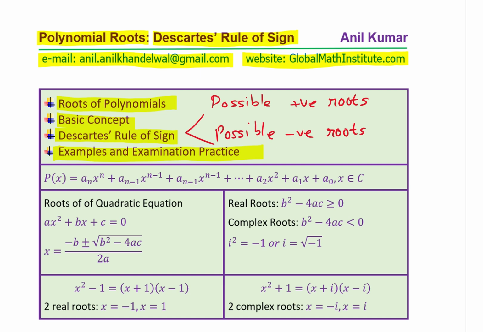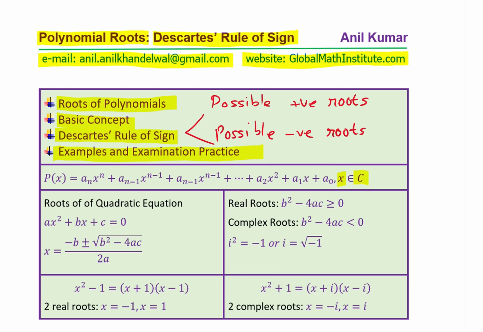Polynomial, as you can see here, is written like this: a_n x to the power of n plus a_(n-1) x to the power of n minus 1, and so on, till a_2 x squared plus a_1 x plus the constant a_0, where x could be any complex number.